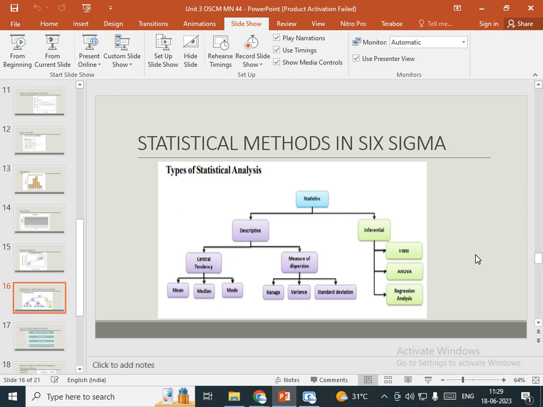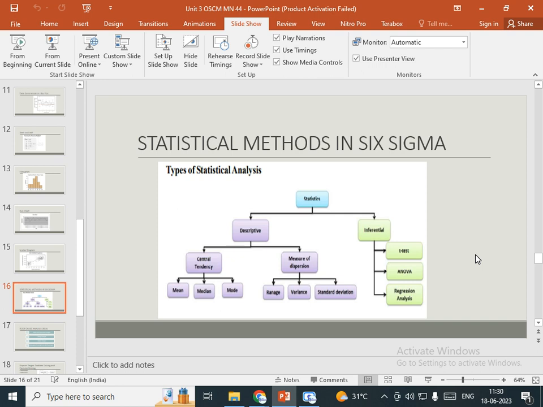Mean is the sum of all the data values divided by the number of data points. So the formula here is the sum of observations divided by the total number of observations. Then we have the median. Median is the middle value of the data set arranged in ascending or descending order. If the data consists of an even number of values, the median will be the average of the two middle values. So the median will be the n by 2 term plus the n by 2 plus 1 term, divided by 2.